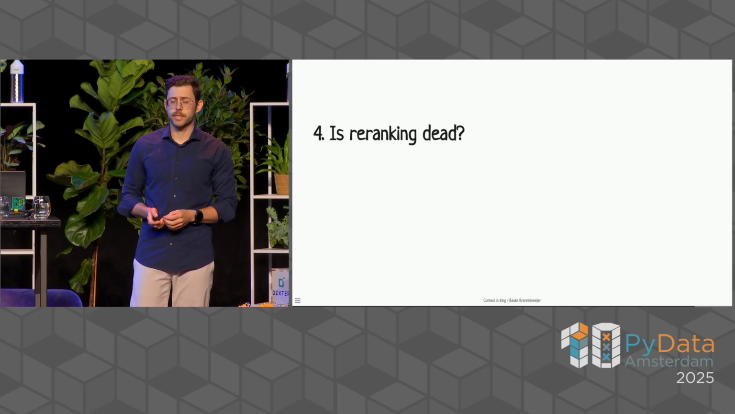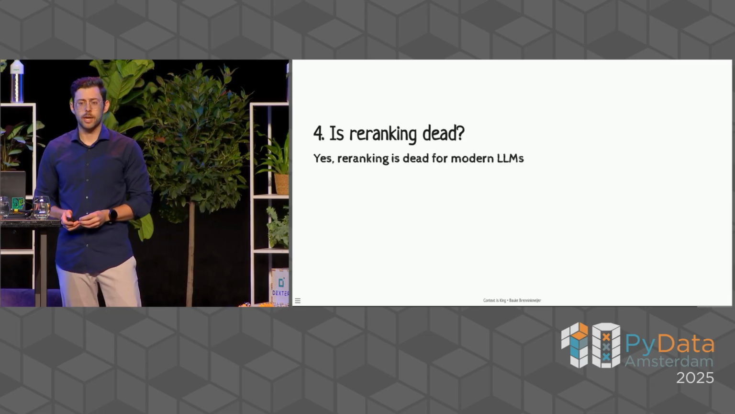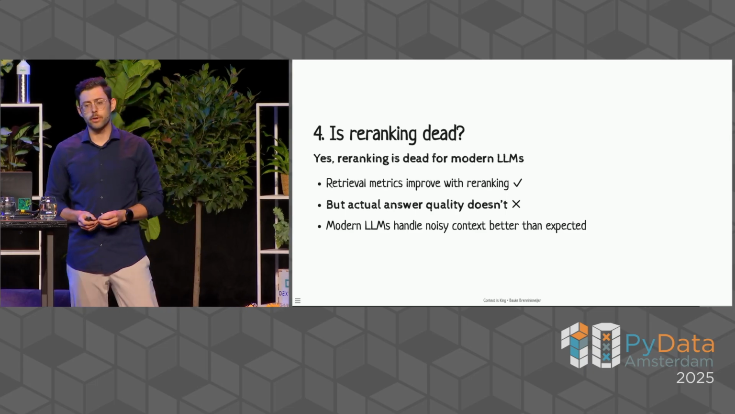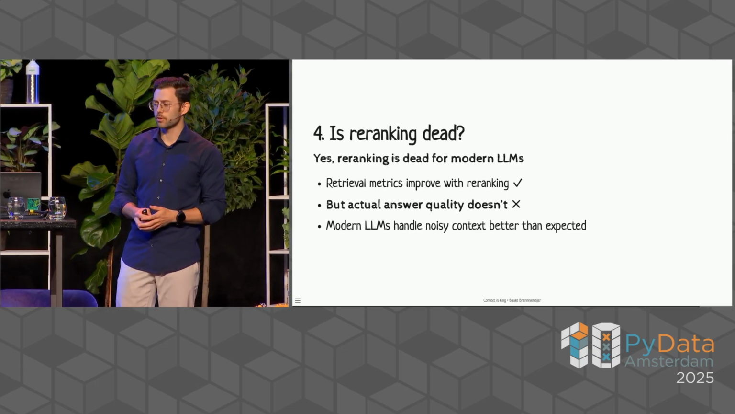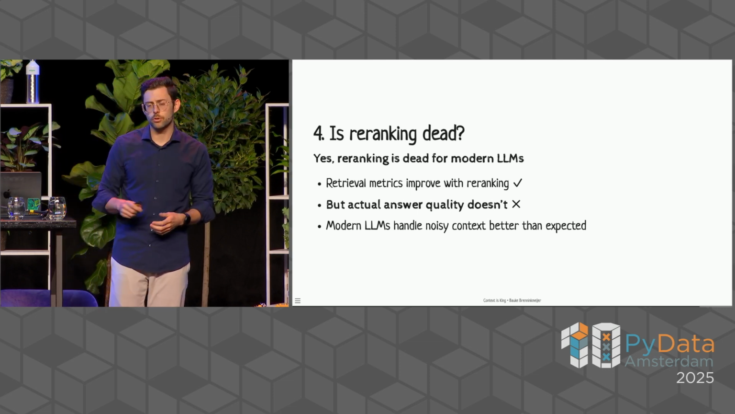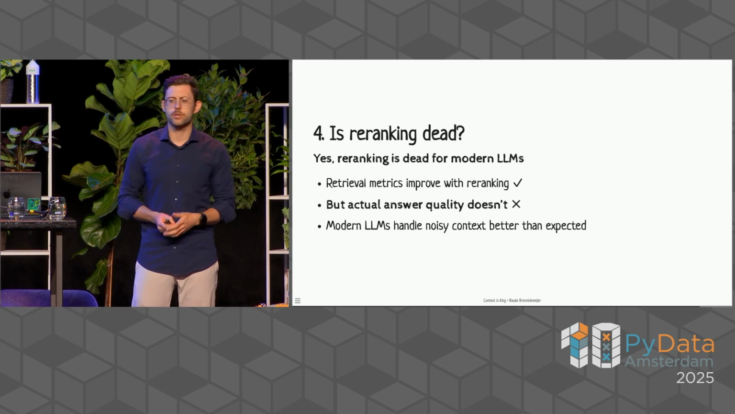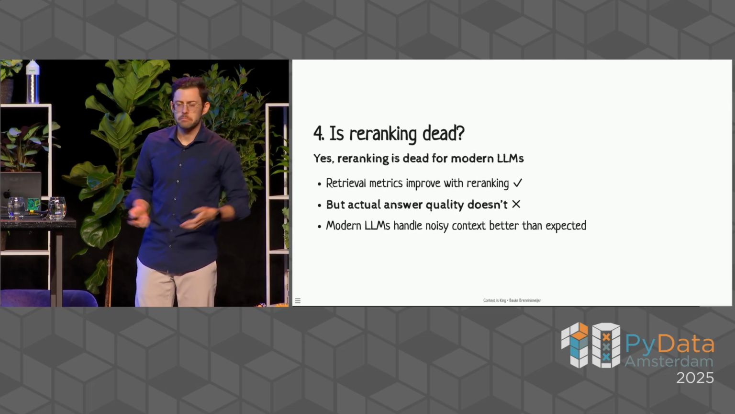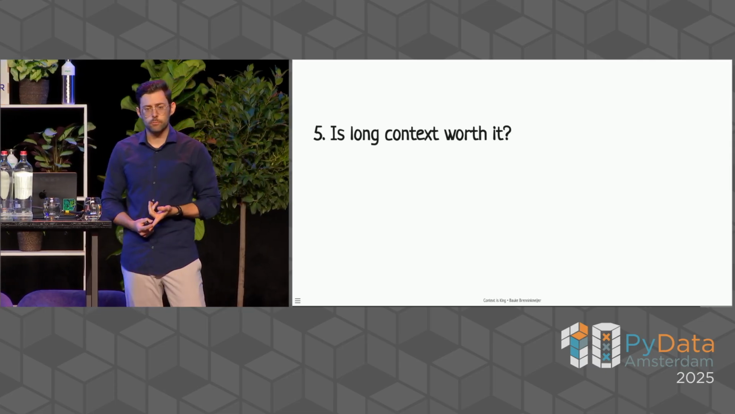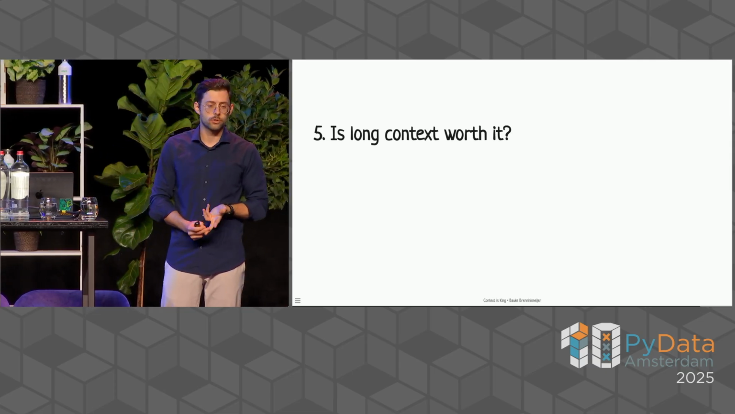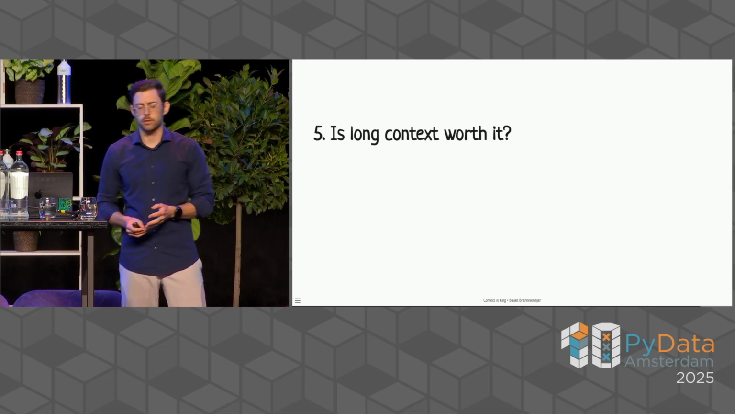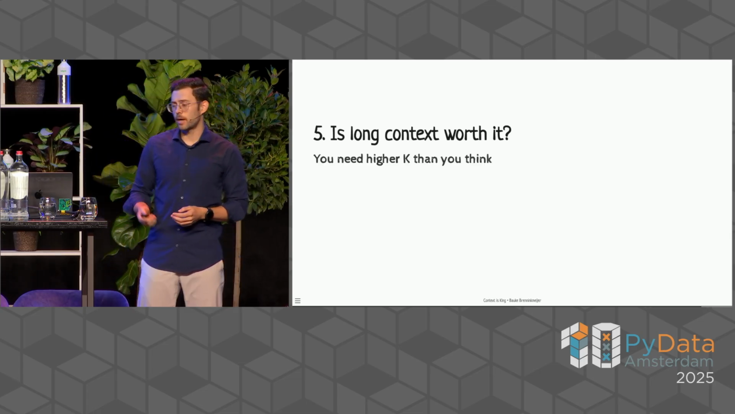Number 4, is re-ranking dead? I think for modern LLMs, it is in most cases dead. Retrieval metrics do improve with re-ranking, but the actual answer quality does not. Modern LLMs handle noisy context way better than previous models. They don't have this gap in the middle where somehow attention doesn't work anymore. So it just doesn't make sense to add it, especially if you have latency from re-ranking models, maybe inference costs from re-ranking models, and complexity as well.